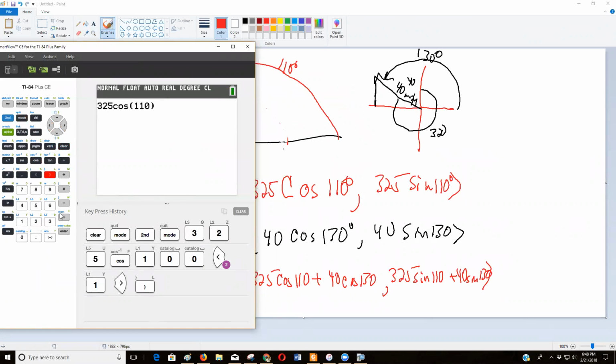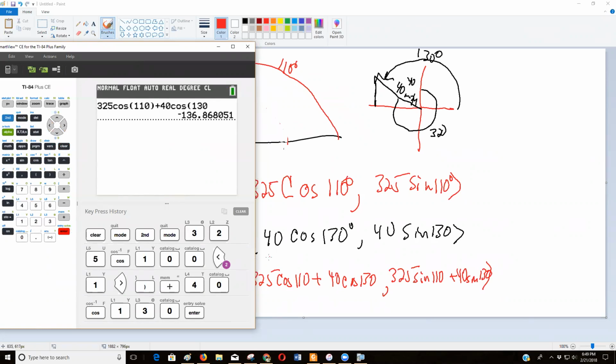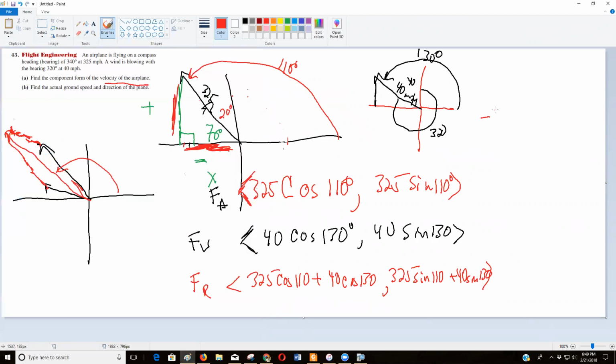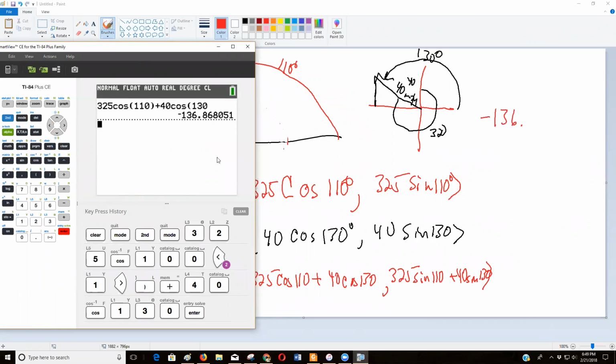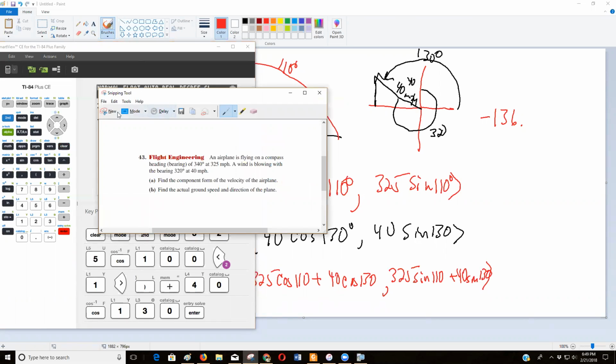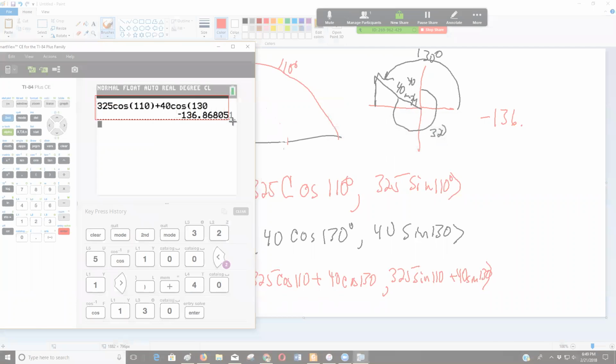And then I could either hit equal and then go plus, but I'm just going to type it right in the way I see it. 40 times the cosine of 130. So that's going to give me a horizontal component for the resultant vector of negative 136.8. Actually, what I'm going to do is grab this and paste this into the paint program.